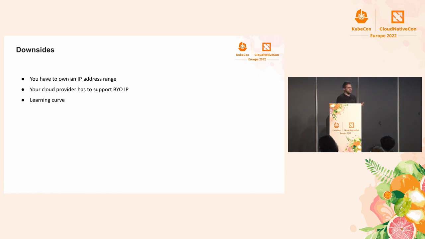The downsides of BGP? Well, you have to have your own IP range, but the good thing is you buy it only once. And your cloud provider has to support bring your own IP address, but most of them do. The vast majority of cloud providers support that. And of course, there is a learning curve. If you don't have the expertise in your team, you have to invest a little bit in getting your feet wet with that.